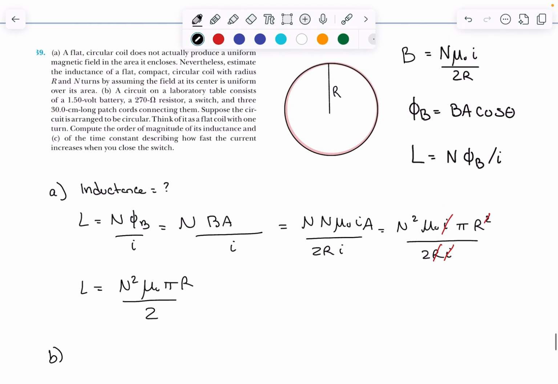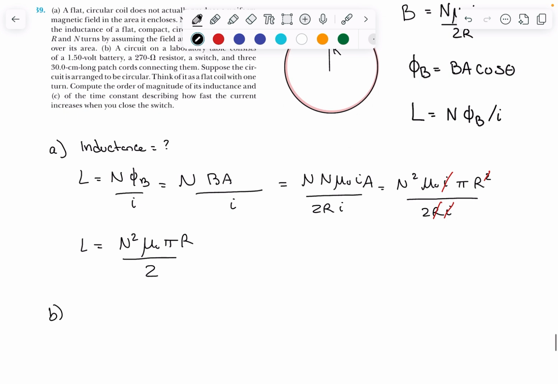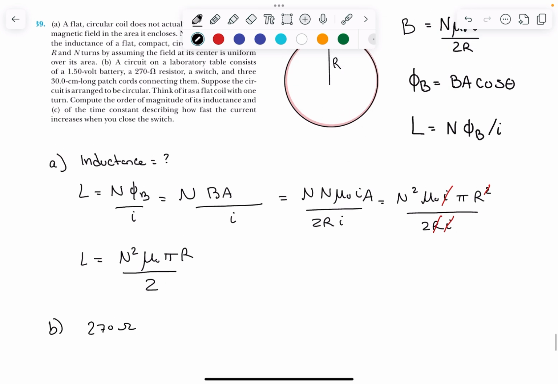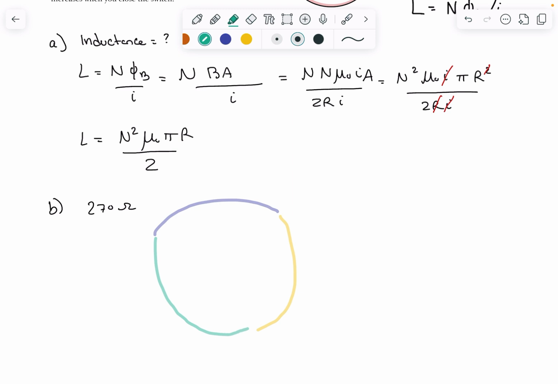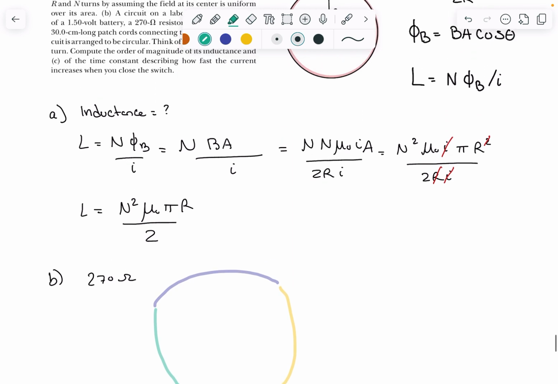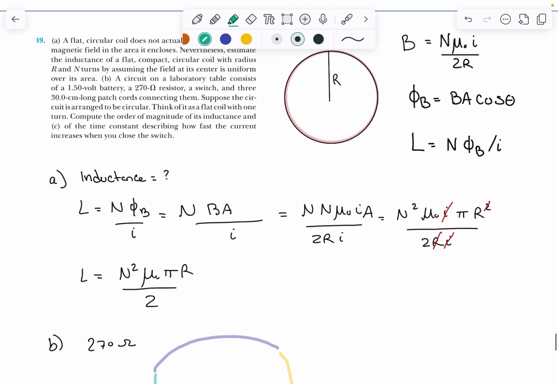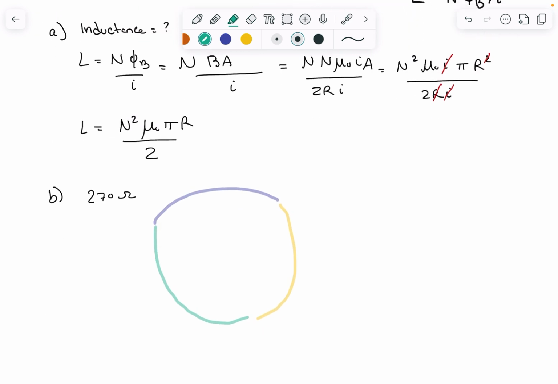If we move on to B, it says that we have a circuit on a laboratory table consisting of a 1.5 volt battery, a 270 ohm resistor, a switch, and three 30 centimeter long patch cords connecting them. So if we draw it out, one patch cord, two patch cords, three patch cords, all the same size, forming this circular shape, and there's a switch there, there's a resistor, and there is a battery. But essentially our circle is this size.